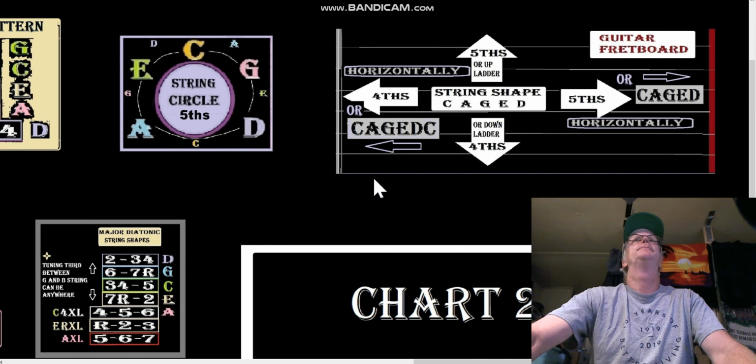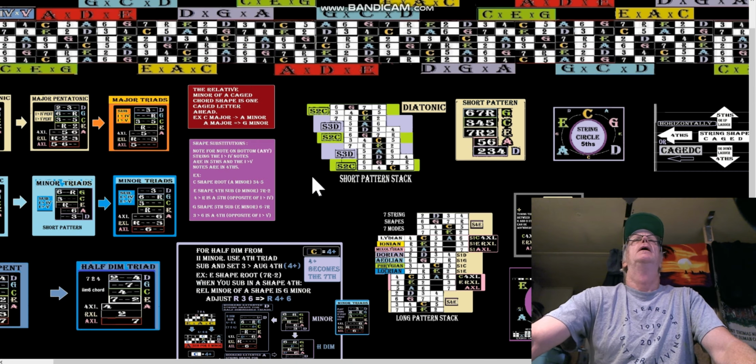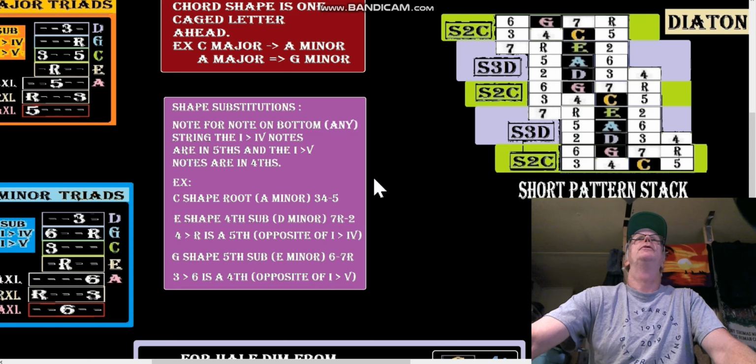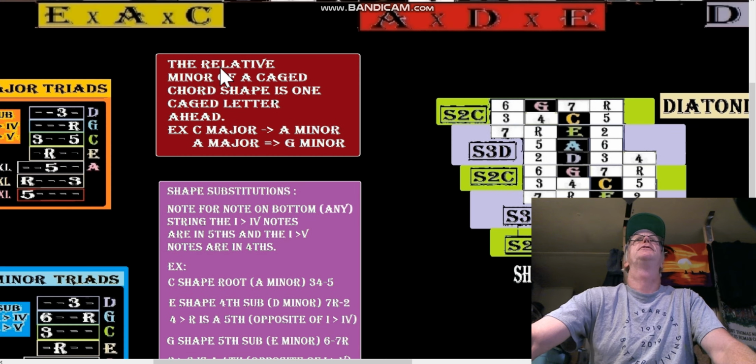I think it's over here. We've got some words here. These shape substitutions. Relative minor of a chord shape is one cage letter ahead. So C major's relative minor is A minor, and the word cage goes C, A, G, E, D, so C goes to A. For an A major shaped chord, G minor would be the relative minor, so A, G, E, D, C.